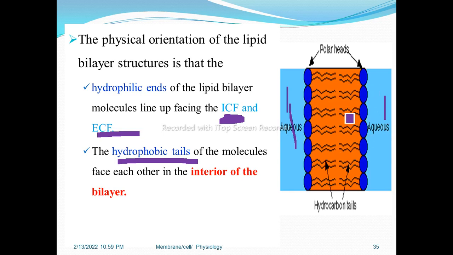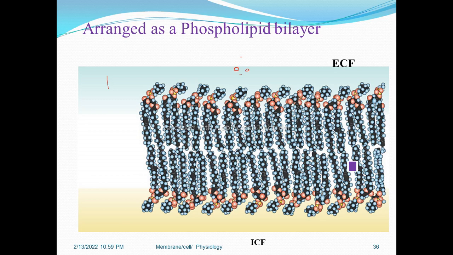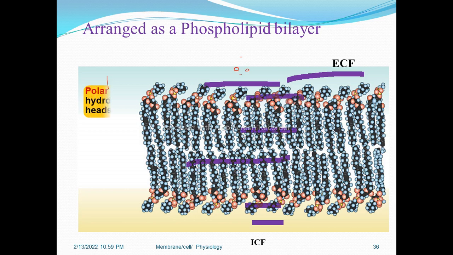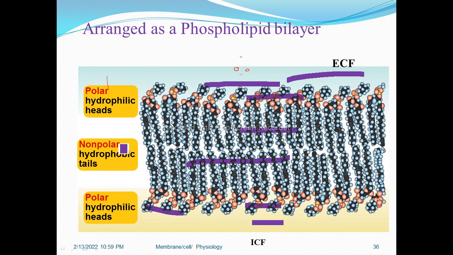Tails face each other, heads are towards intracellular fluid because of being water loving. But these are hydrocarbon tails. Now it's arranged as a phospholipid bilayer. So this is extracellular and this is intracellular fluid, and these are tails. So these are polar hydrophilic heads that love water, whereas these are non-polar hydrophobic tails. So this cell membrane is used as a cellular barrier or border.